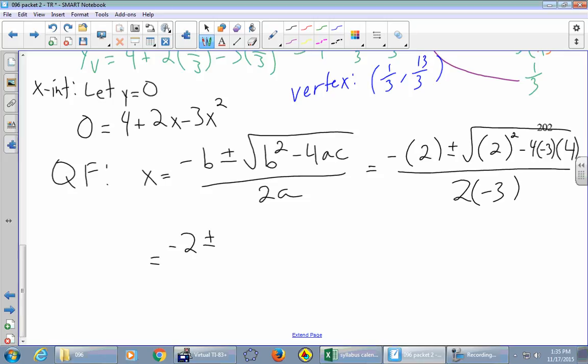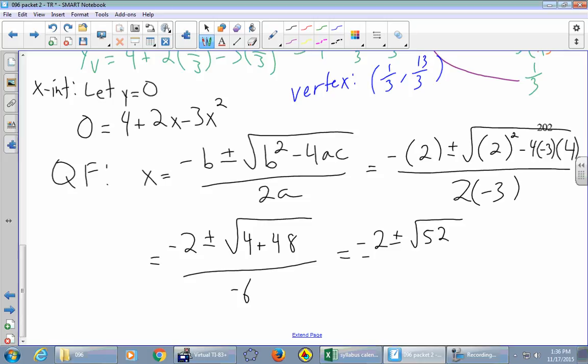Okay, so now it'll start to look better. -2 plus or minus square root of 2 squared becomes 4. Minus minus becomes plus. Now I'm just multiplying positive numbers. 4 times 3 times 4. I think that's 48. All divided by -6. So we go -2 plus or minus the square root of 52 divided by -6. Okay, so that's the exact answer.